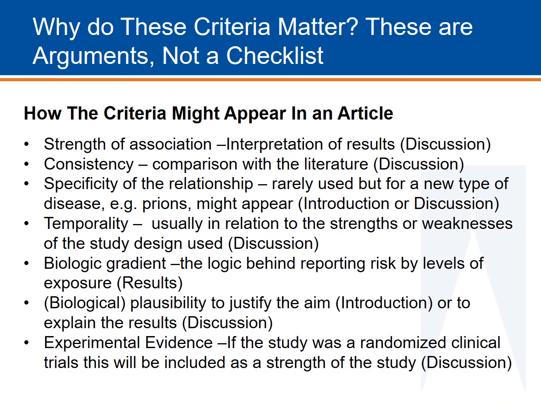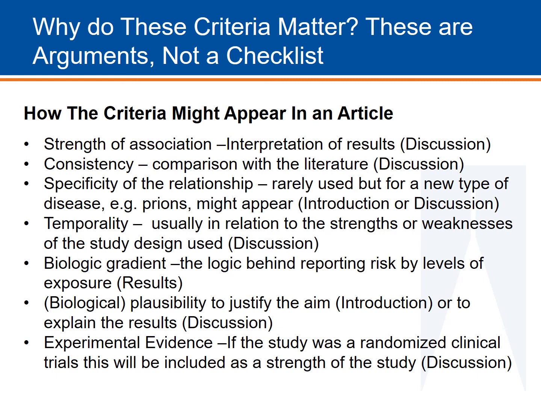So why do these criteria matter? Now, these criteria are actually arguments. It's not a checklist, but these arguments are going to appear in most of the articles you see. So not every argument will be included in every article, but many of these will be included in every article. So how might the criteria actually appear in an article and in the argumentation of the authors?